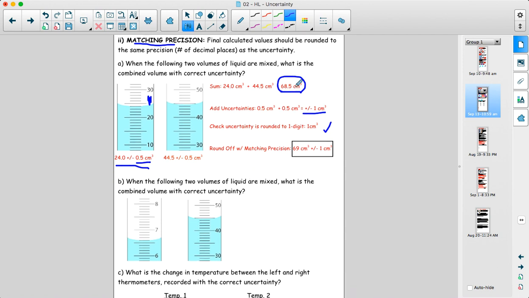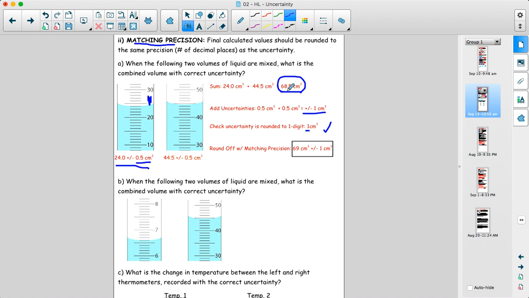And now I need to make sure that the actual sum, the combination of the two volumes, is to the same decimal place as the uncertainty. So the uncertainty is in the ones place. And as it stands, this sum goes beyond the ones place, which doesn't make any sense because my combined uncertainty tells me I'm not quite sure of the volume in the ones place. So I should not report my combined volume to anything past the ones place because I'm uncertain about the ones place itself.